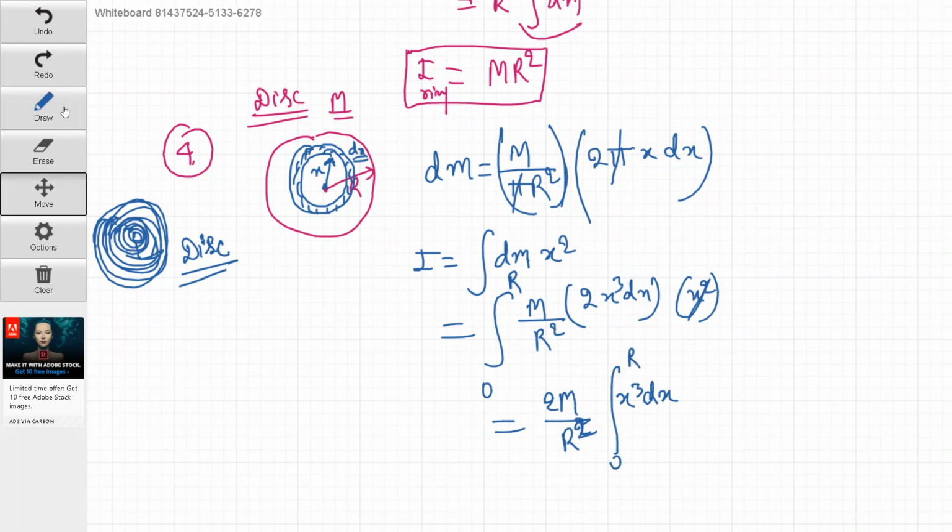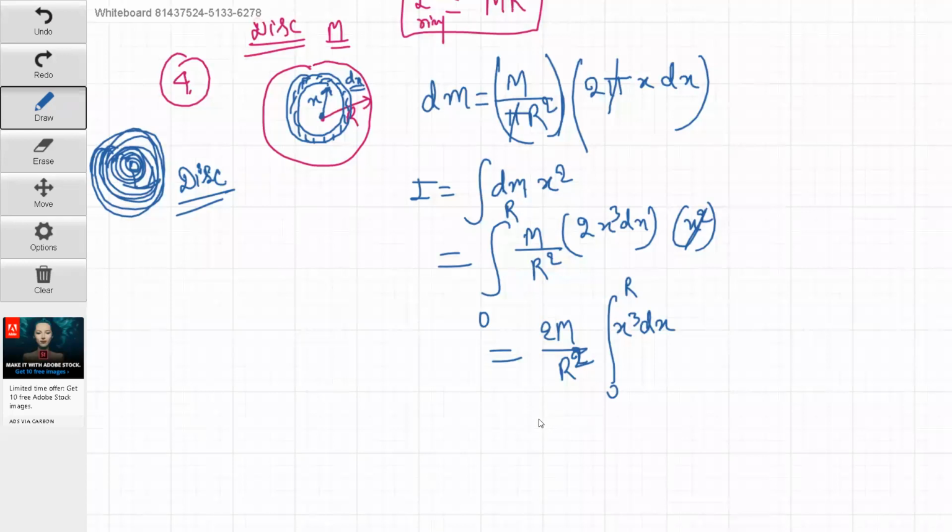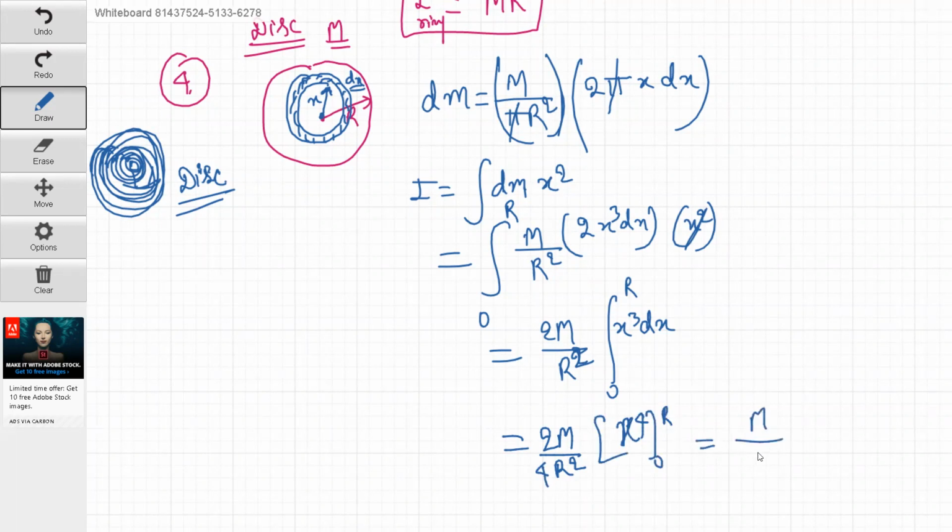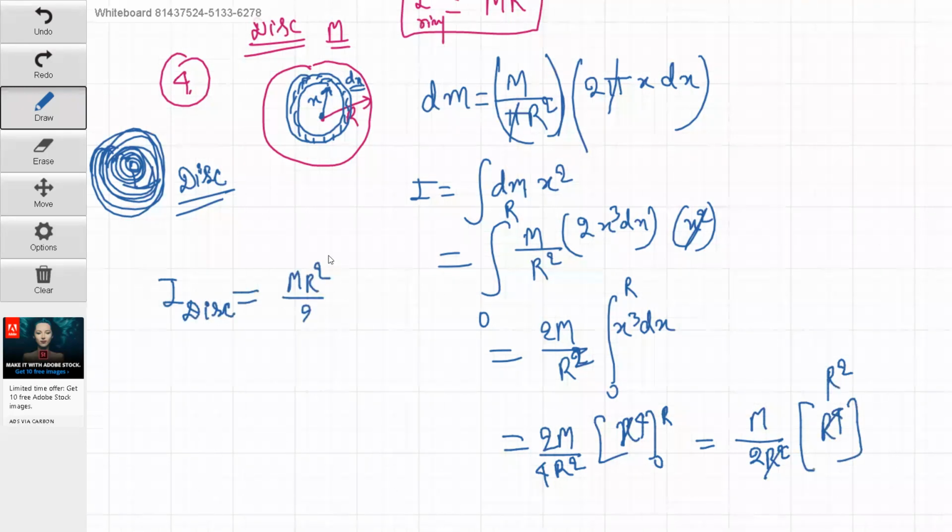So that will be equal to twice M by R square into x to the power 4 divided by 4, from 0 to capital R. So that is equal to M by 2R square into R to the power 4 minus 0. This will cancel this one, and this will become R square. So the moment of inertia of the disk about the central axis will be equal to MR square by 2. Is this all right?